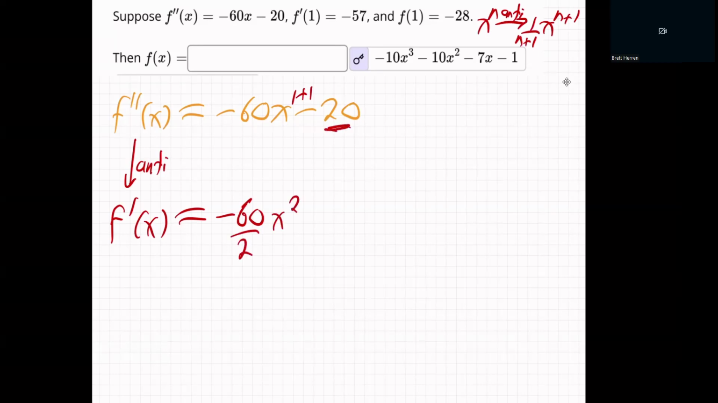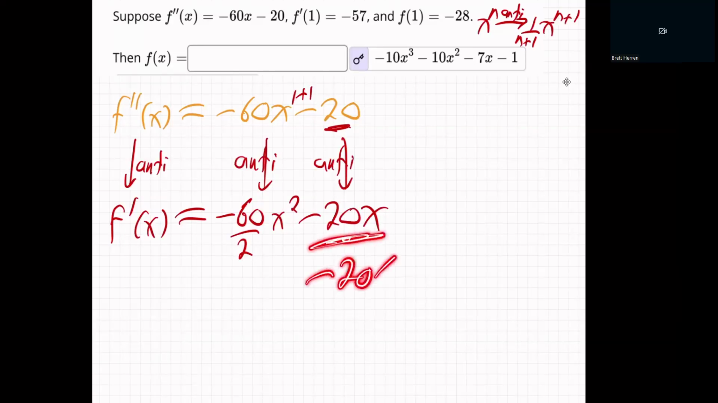Now, what am I going to do with the minus 20? Well, just think it backwards. It's minus 20x. See what I mean? This is anti. What do I mean? I mean, if I took the derivative of this, what would it be? It'd be minus 20. It would go back. So this must be the anti. Plus constant 1. We're going to have two constants on this one because we have two steps backwards.